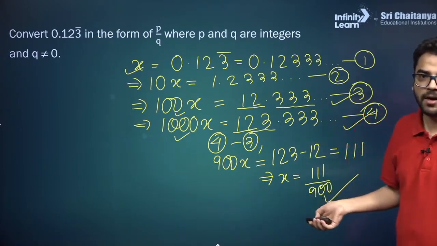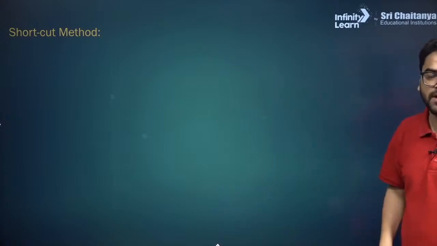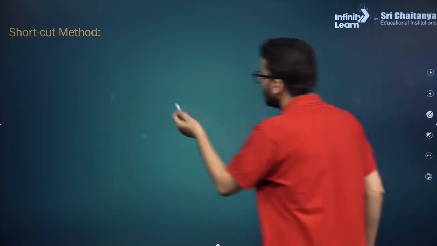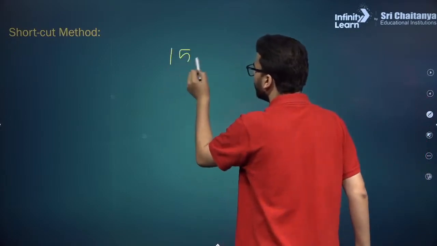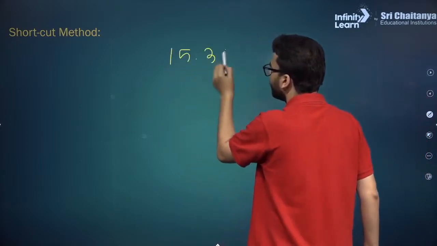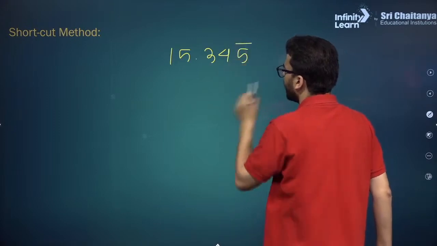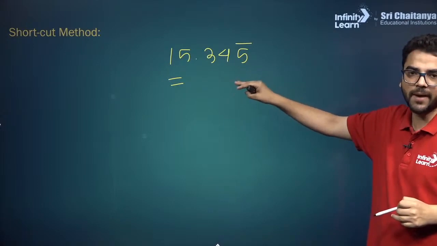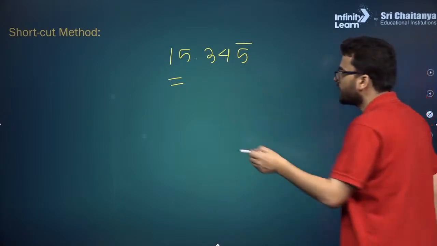Let's move on. Now, there is a shortcut method as well to represent them in the form of p by q. That is simple. So, basically, I'll take some big number, 15.345 with a bar overhead, a vinculum overhead. Suppose I want to represent it in the form of p by q. How can I do that? So what will you do?